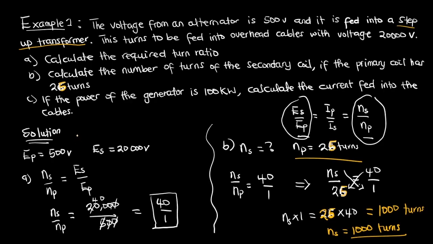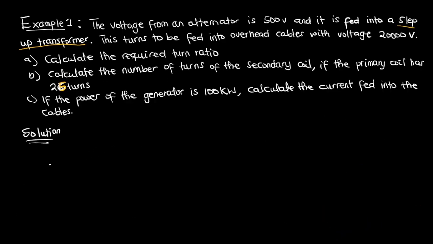All right, so from here, let's look at the C part, which says that if the power of the generator is 100 kilowatt, we have to calculate the current fed into the cables. Right now, remember the current fed into the cables, okay, the overhead cables, the current fed into that cable becomes the current output, right, or I secondary or IS. That is that. So let me get some space, and then we quickly look at the solution to that particular side. Okay, so let's look at that.